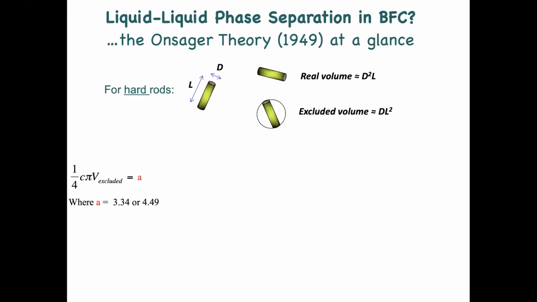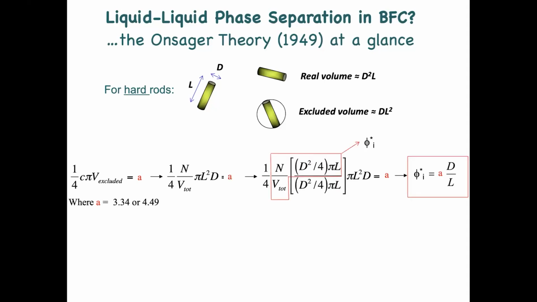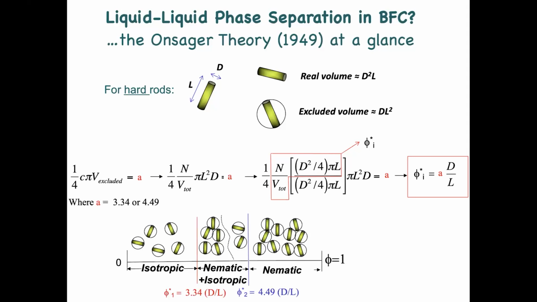Now, if you plug in the number of objects per unit volume and the excluded volume this way, this can be simply readapted into this expression here: there is a first order transition when the volume fraction reaches one of these two values times the inverse of the aspect ratio. Okay, and because the values are two, these are two bifurcation points.